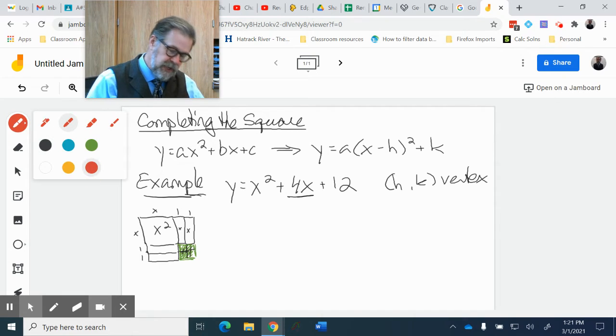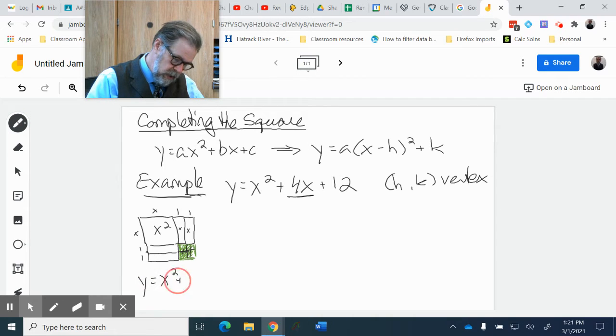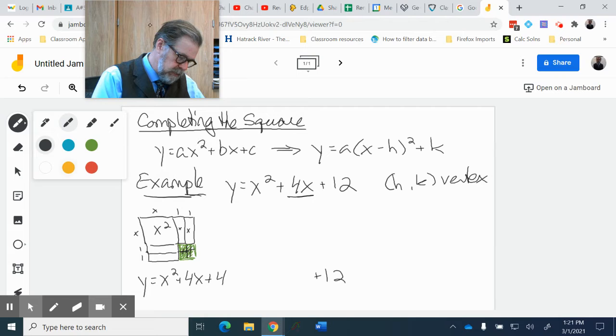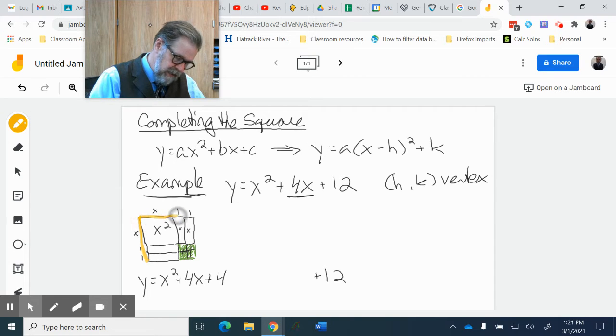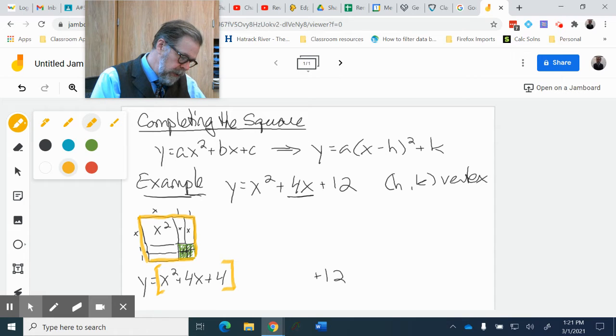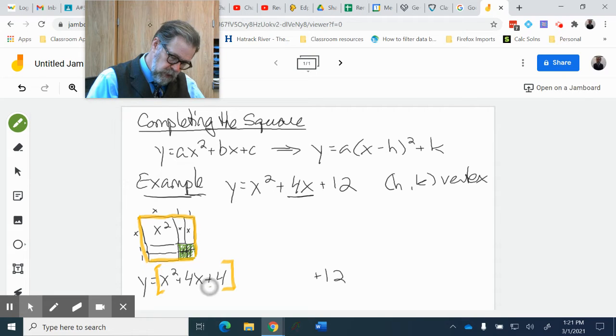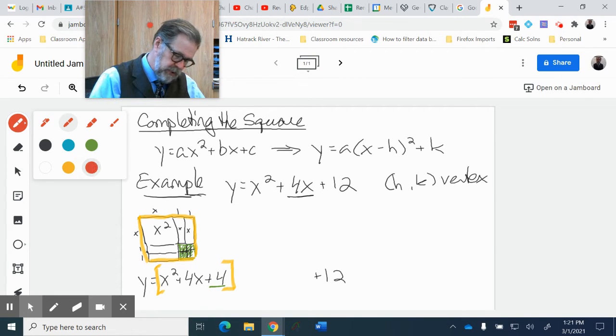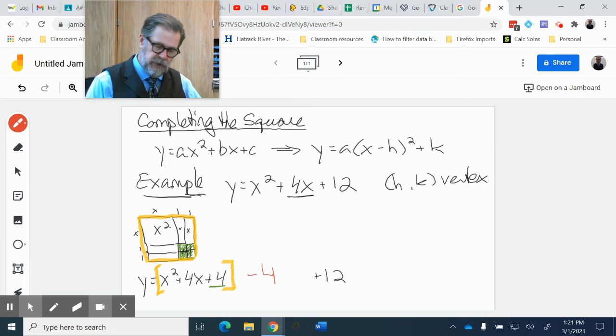Now, I've just unbalanced my equation, because what I have here is y equals x squared plus 4x plus 4. Some teachers will teach you to just take the 4 you need out of the 12. I prefer not to do that, and I'll explain why in just a second. So here I've got this square, which is x squared plus 4x plus 4. That's the square. But because I added 4 to make this a square, I have to subtract 4 to keep my equation in balance.